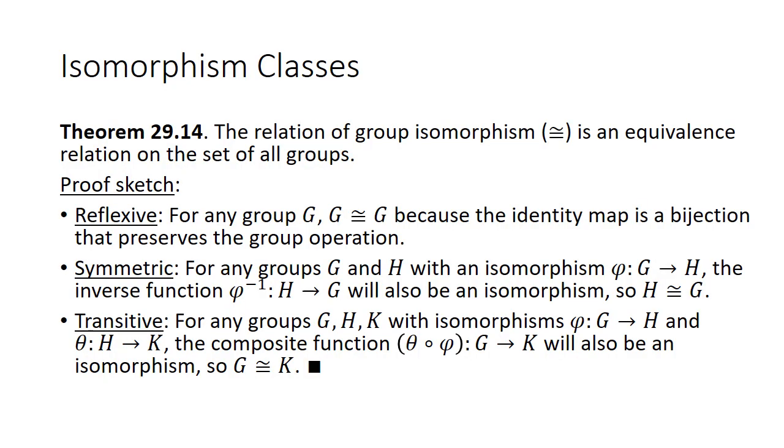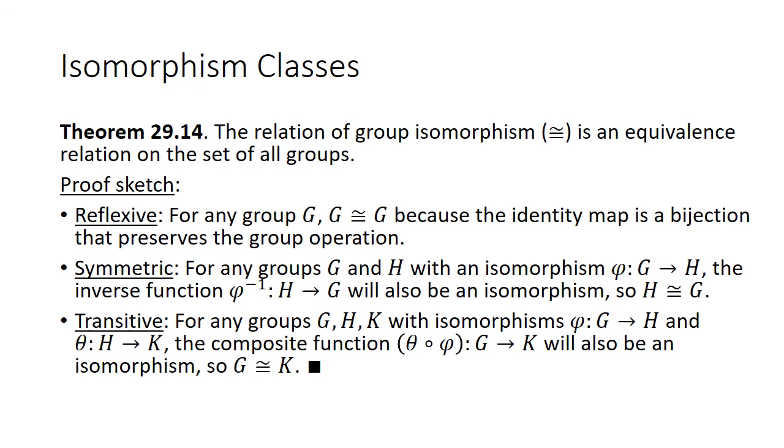Okay, so now let's talk about the concept of isomorphism classes. We have a theorem here, theorem 29.14, which says the relation of group isomorphism is an equivalence relation on the set of all groups. I don't want to show you the whole proof because we're running out of time at the end of the class, but here's a little sketch of what you would need to do. You would need to prove these three properties.